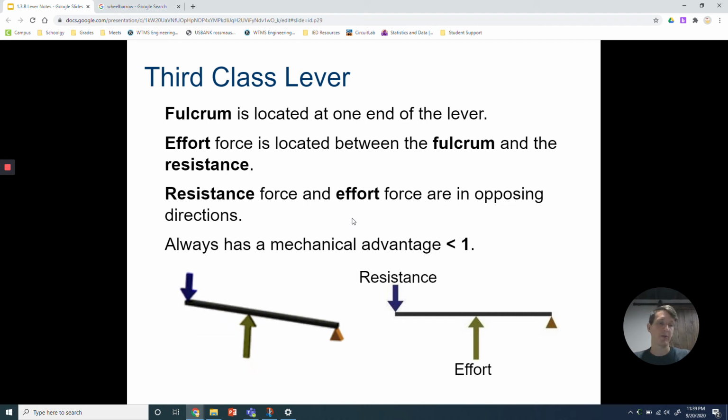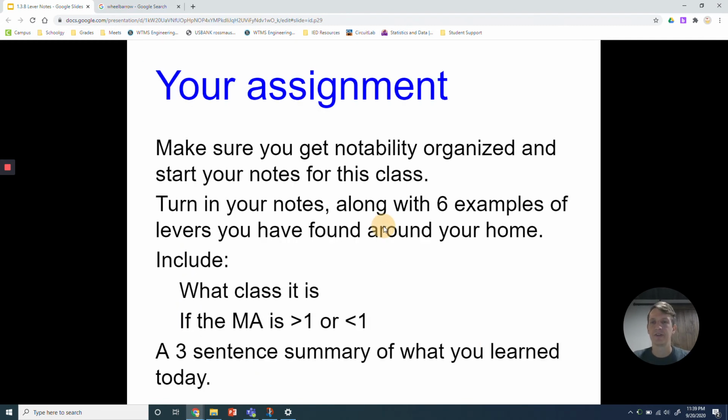Another common one is a spoon, right? A spoon, or a fork. You want to get that food into your mouth as fast as possible. You don't have to move your hand as far if you use that spoon as a third class lever. It's increasing the distance that food travels.